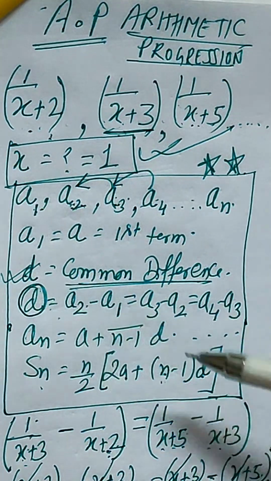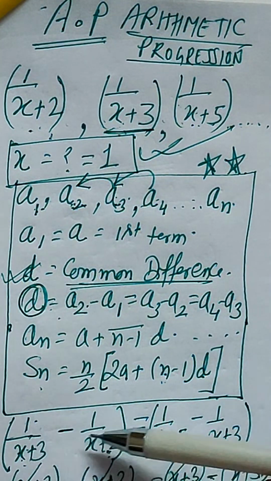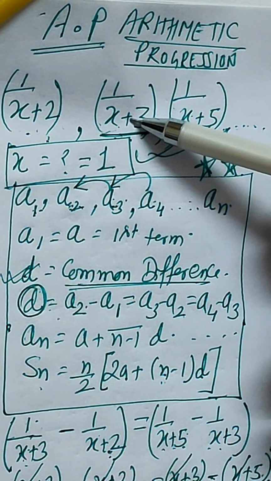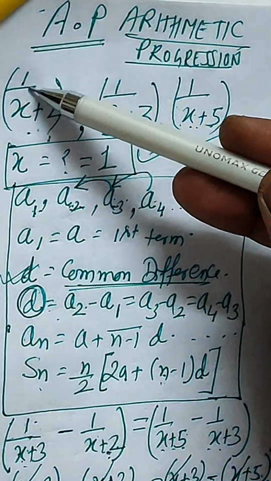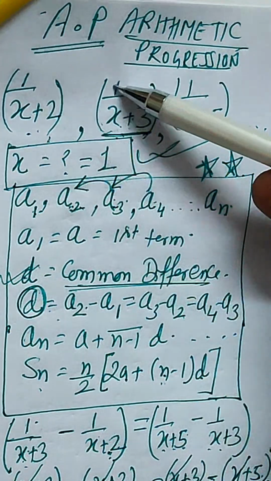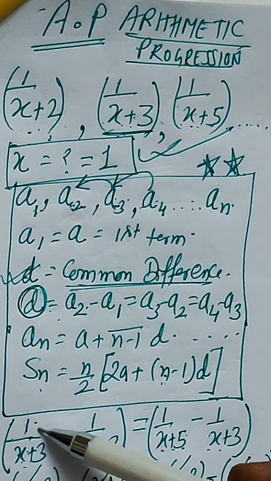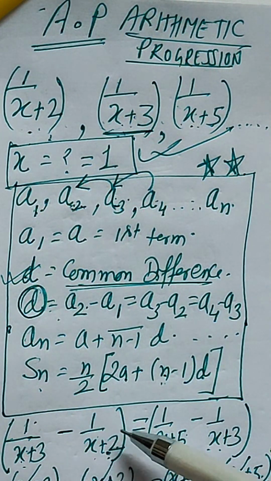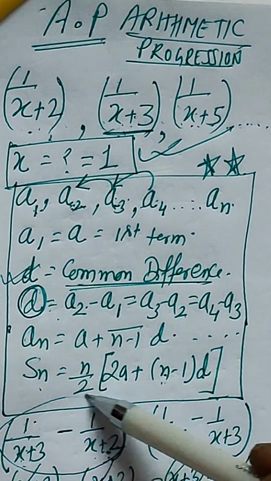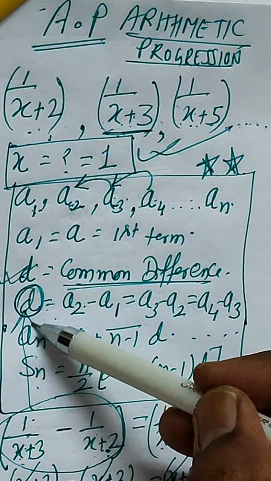So the difference between two successive terms, you can see 1 by x plus 3 is coming next to 1 by x plus 2. So 1 by x plus 3 minus the previous term, that is 1 by x plus 2, this will give you the common difference d. This is the same d, right?